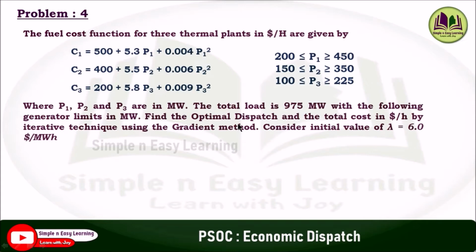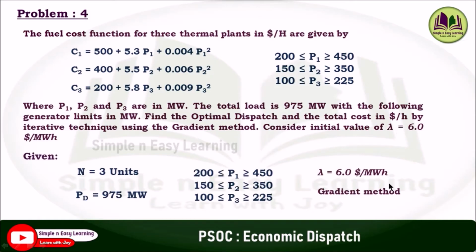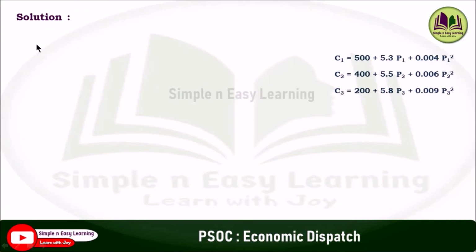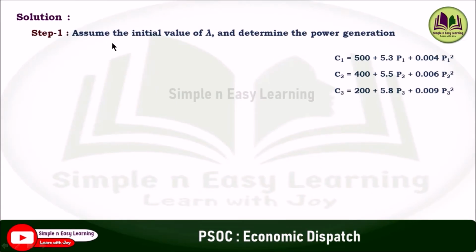So in this problem, the cost function is given, the limits are given, total demand is given, and the lambda value is given. We are going to solve this problem using gradient method. Solution. Step 1. Assume the initial value of lambda and determine the power generation. So here in the problem they have specified the lambda value as 6.0.